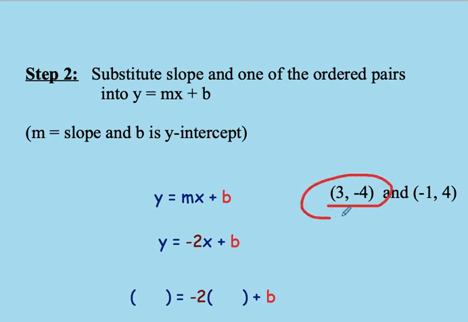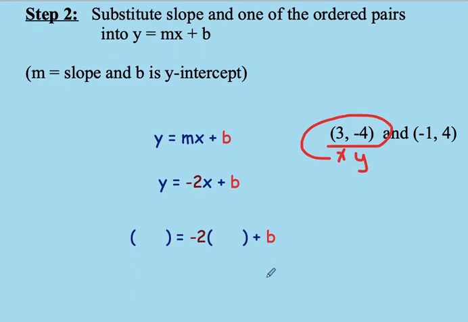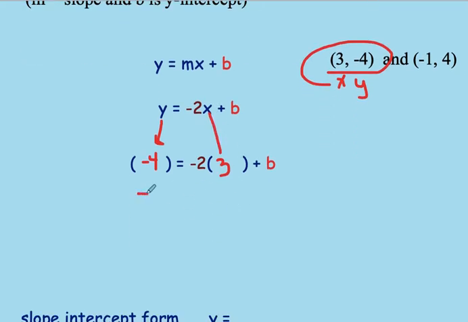Ordered pairs, doesn't matter what you choose. I'm going to use the first one. This is my x, and this is my y. Don't get them backwards, and you should be all right. I'm going to go negative 2 times 3, and I'm going to put my negative 4 underneath here. Notice I'm putting this directly below my y here, and I'm putting this directly below my x. Do some basic math here.